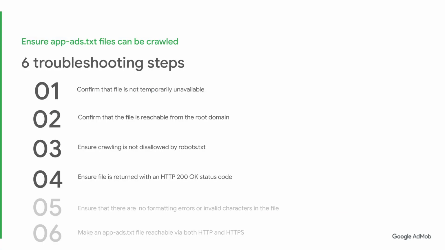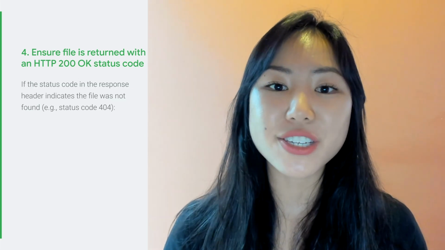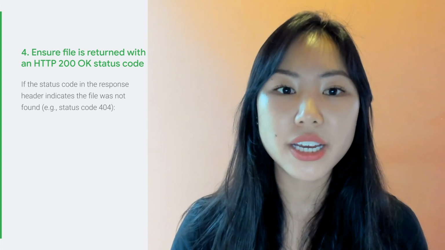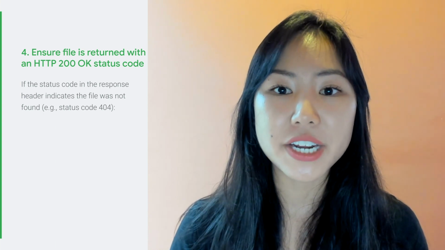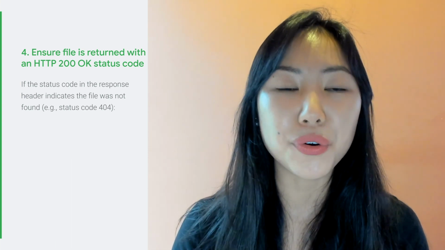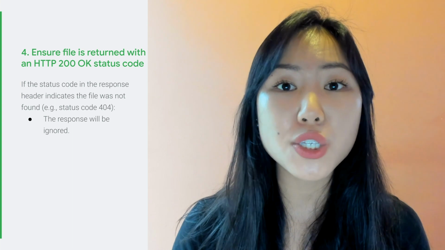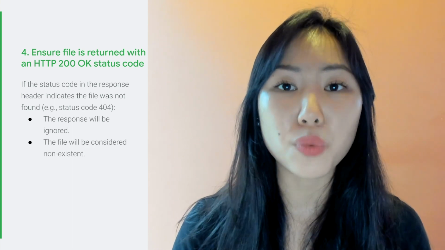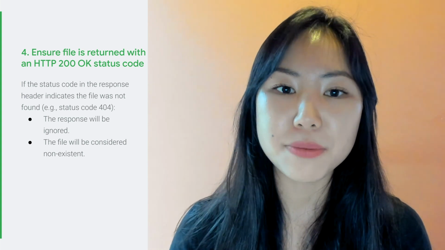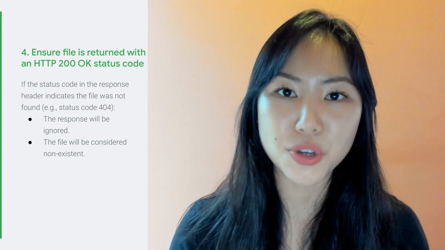4, ensure file is returned with an HTTP 200 OK status code. While a request for an apex.txt file may return the contents of the file in the response body, if the status code in the response header indicates the file was not found, for example, status code 404, the response will be ignored. The file will be considered non-existent. Make sure the file has an HTTP 200 OK status code.